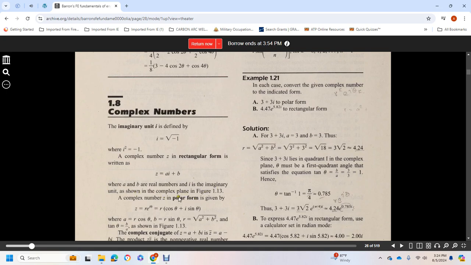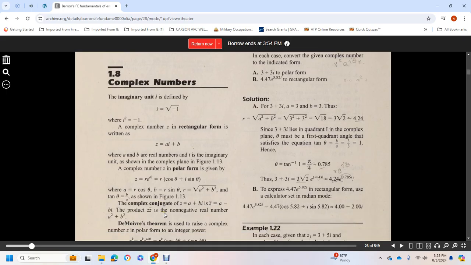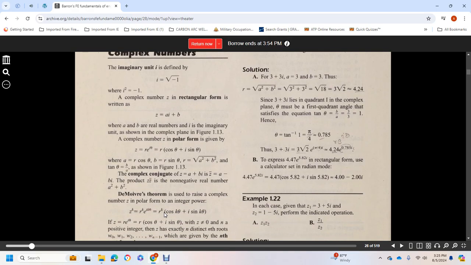A complex number z in polar form is given. Complex number z is equal to r e to the i theta, equal to r cosine theta plus i sine theta, where a is equal to r cosine theta, b is equal to r sine theta, and r is equal to the square root of a squared plus b squared. Tangent theta is equal to b over a, shown in figure 1.13.